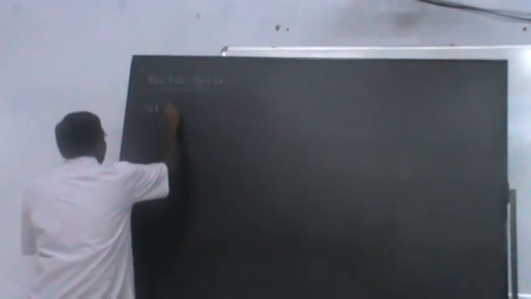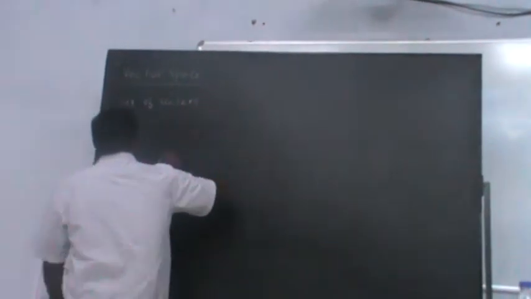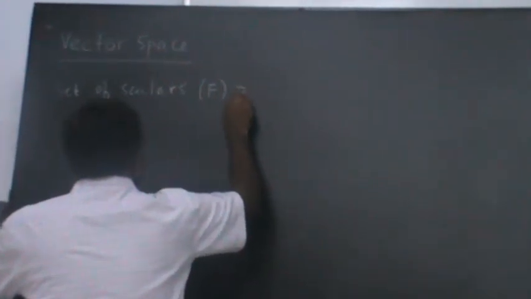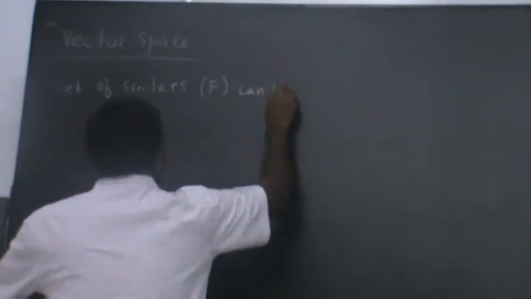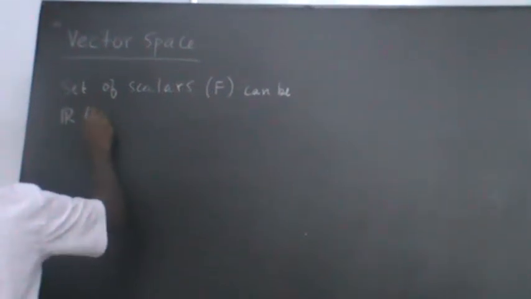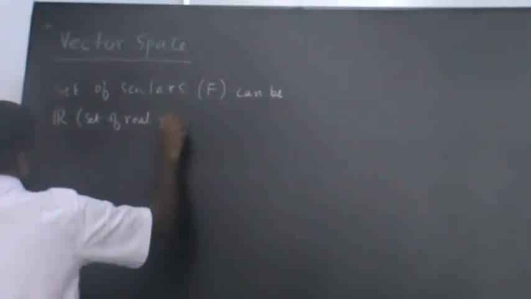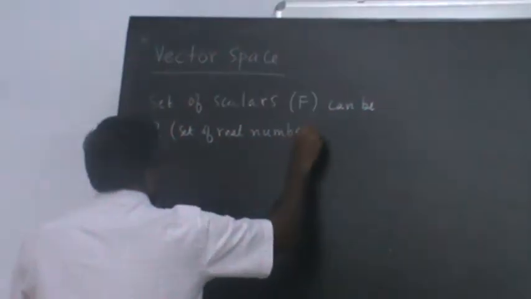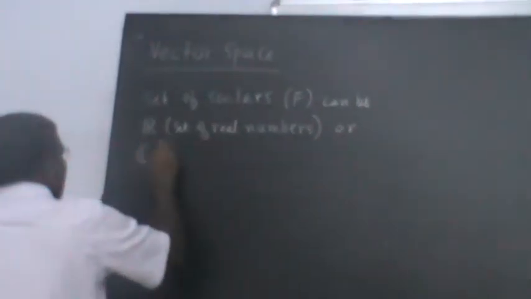So the set of scalars, as we defined as F in this case, can be R, that is the set of real numbers, or C, the set of complex numbers.